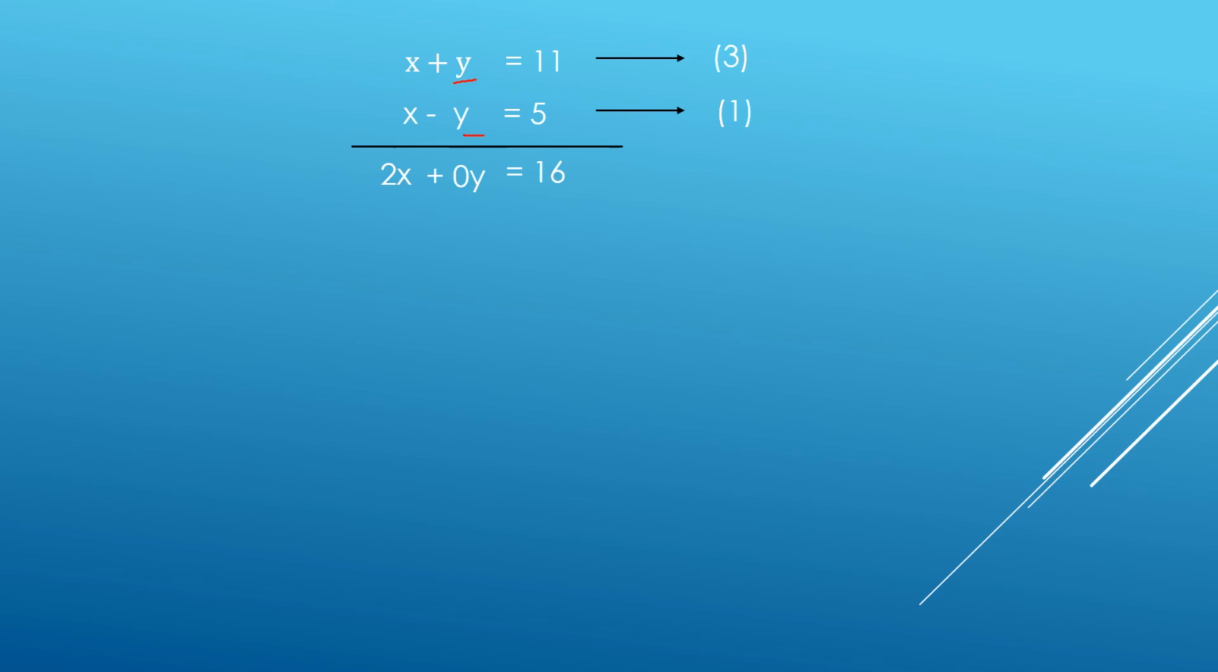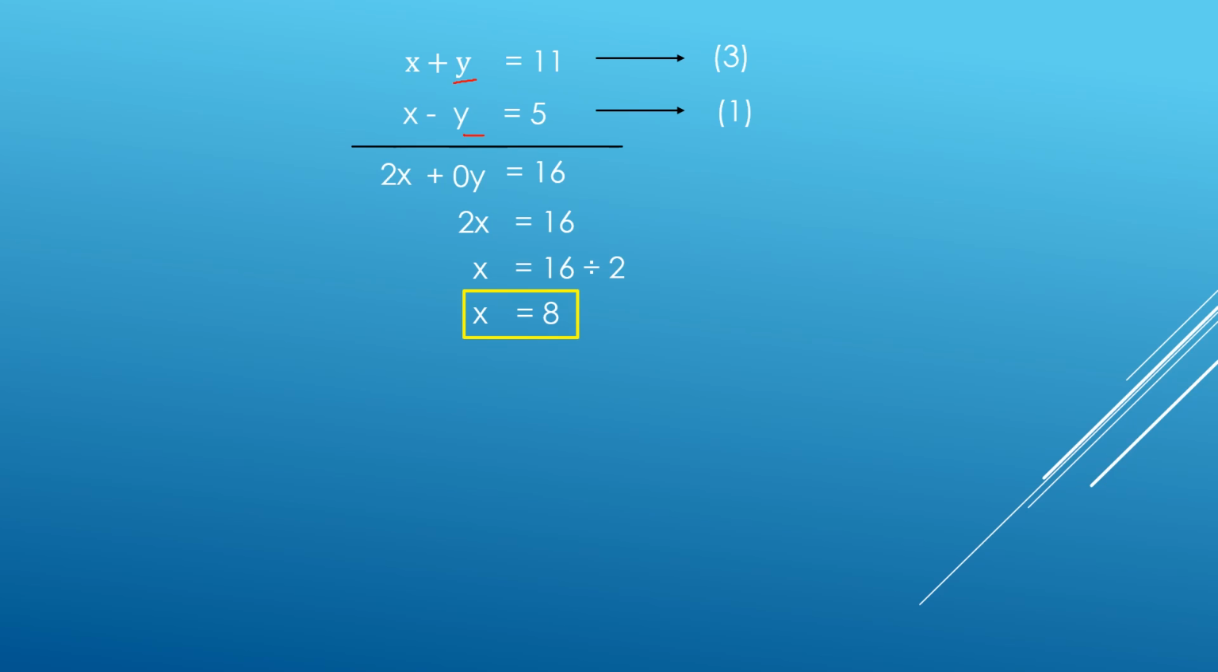So what do we get? 2x equal to 16. So what will be x? Good. X will be 16 divided by 2. And what is 16 divided by 2? Yes, it's 8. So we get the value of x as 8. And now tell me, what are you going to do next? Correct, we will find y.